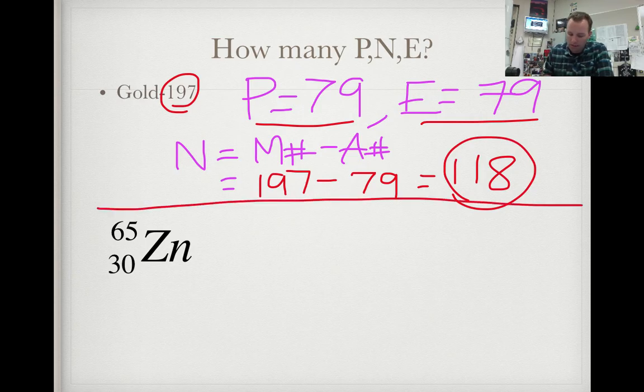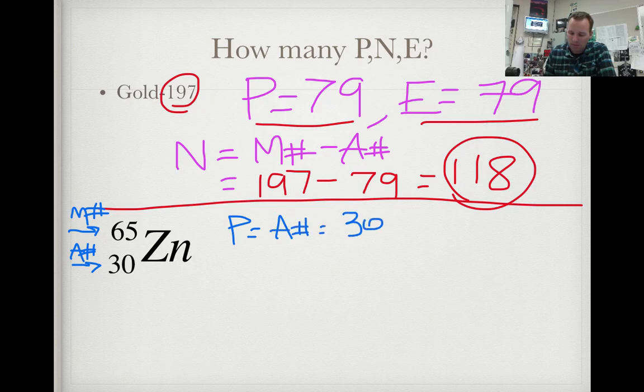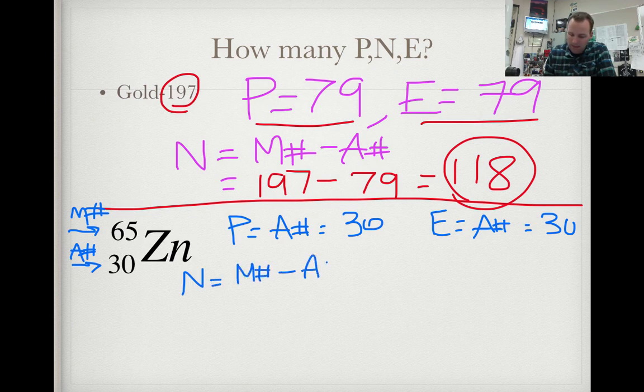Let's do one more example here. This one is written in symbolic format. Remember, this top number is the mass number. The bottom number is the atomic number. The number of protons is equal to the atomic number, which is 30. The number of electrons is equal to the atomic number, which is still 30. And the number of neutrons is the mass number minus the atomic number. So 65 minus 30 gives us 35 neutrons.